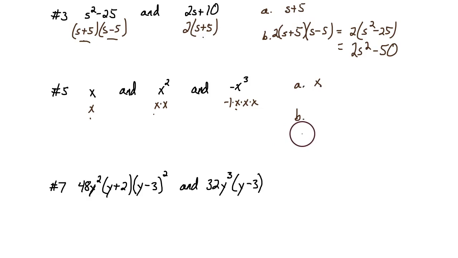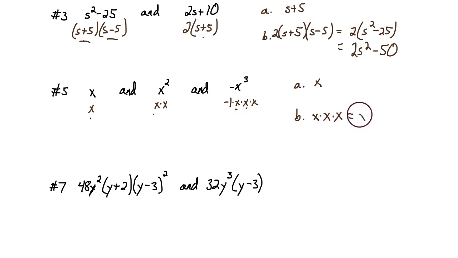Question B, let's create the least common multiple. We need to have an x. Now go to the next expression. We already have one x, but we don't yet have the second x, so let's add that in there. And now go to the third one. We already have a pair of x's, but we don't yet have the third x. So put another one of those on there.